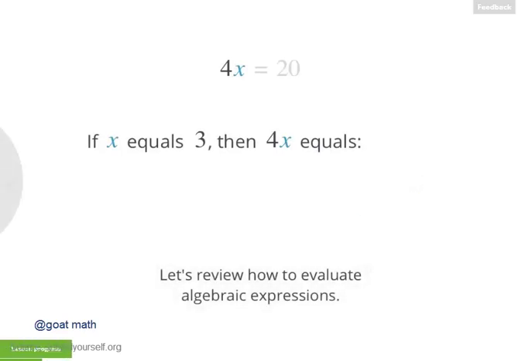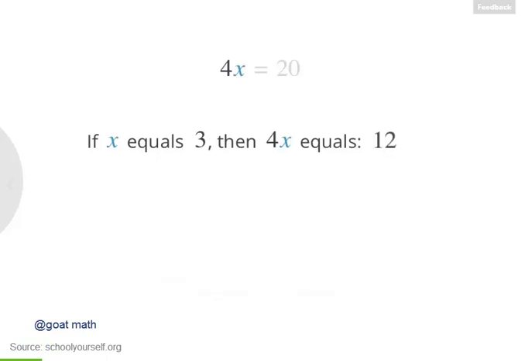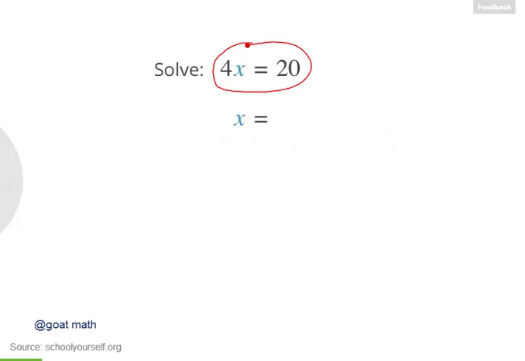Right, if x equals 3, then 4x equals 12. But we wanted 4x to equal 20, so 3 is not the right answer. What is the right answer? Solve this equation for x. Nicely done. X equals 5.